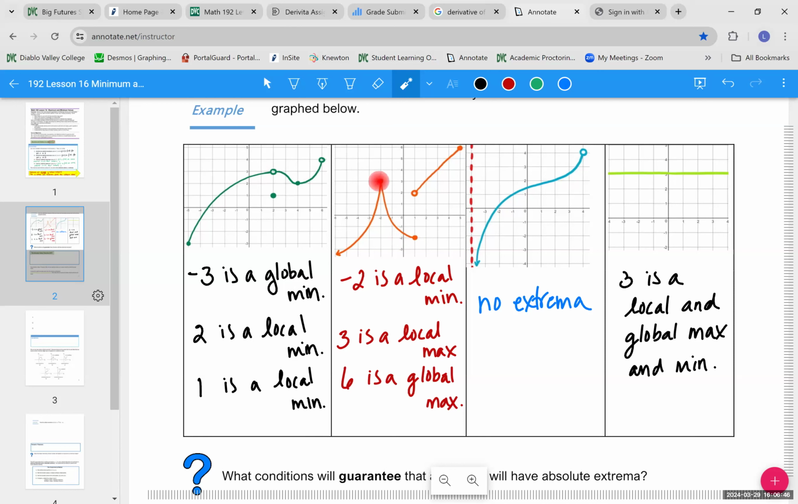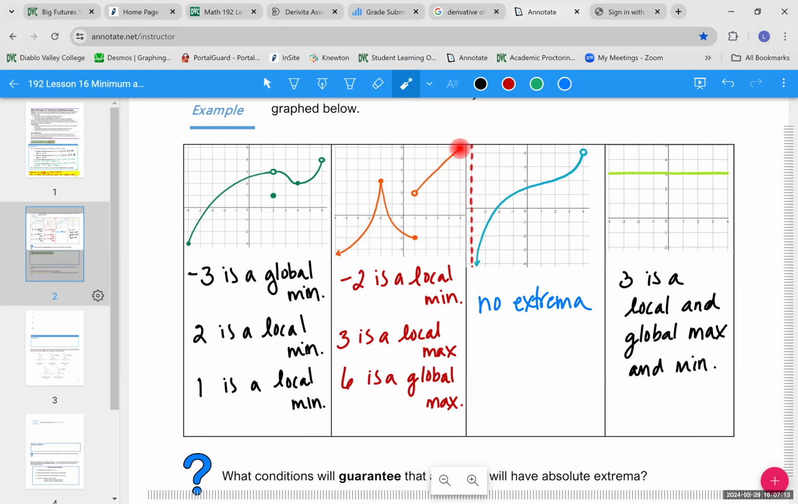And it looks like I have a local max here at the top of this cusp. Again, in that area, it's the highest y value. So that y value is 3. So we have a local max. And up here, since this is where my function ends, and it's going down forever in this direction, that would be the tallest y value this function will ever attain. So it is a global max.